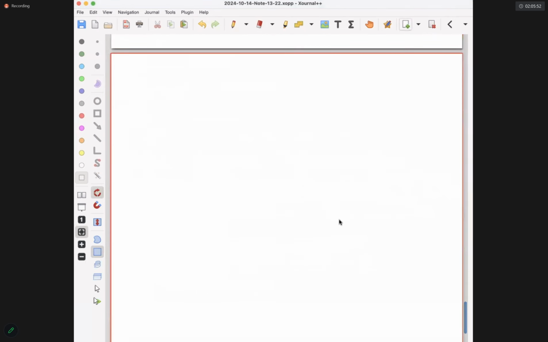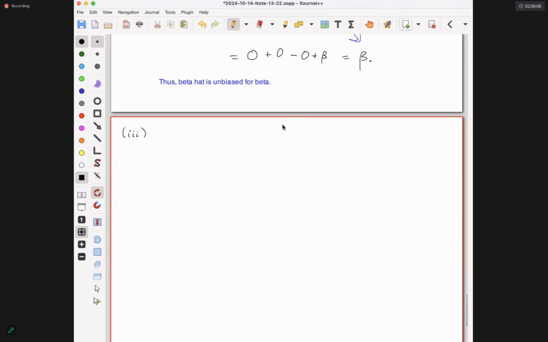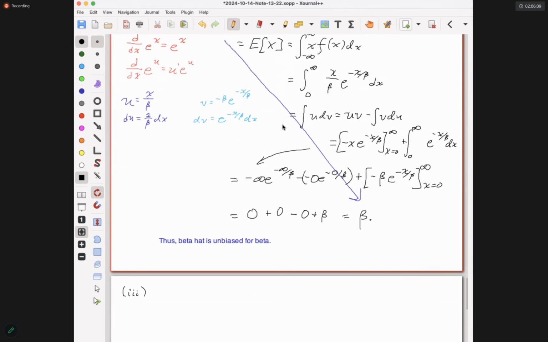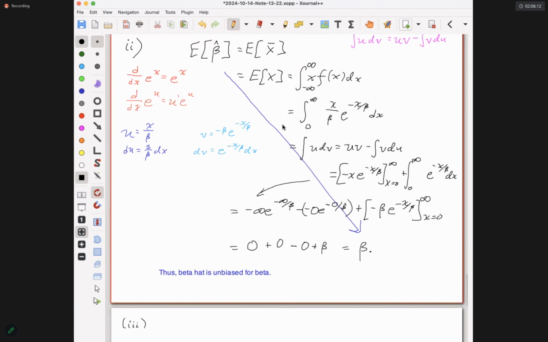So part 3 of question 2. We want the MLE of g(beta) equals the variance of X. So for this, what do we need to do in order to find the variance of X? Or how can I write an expression for the variance of X?